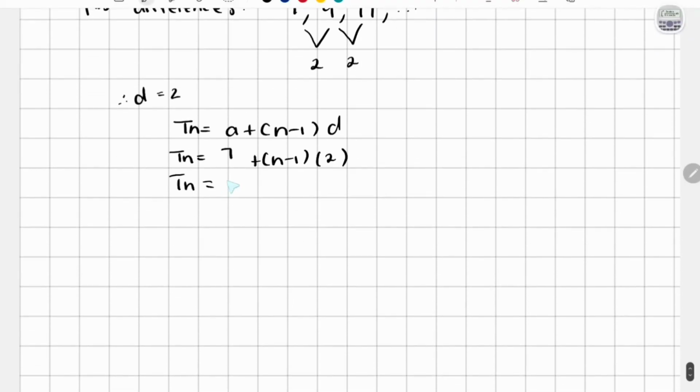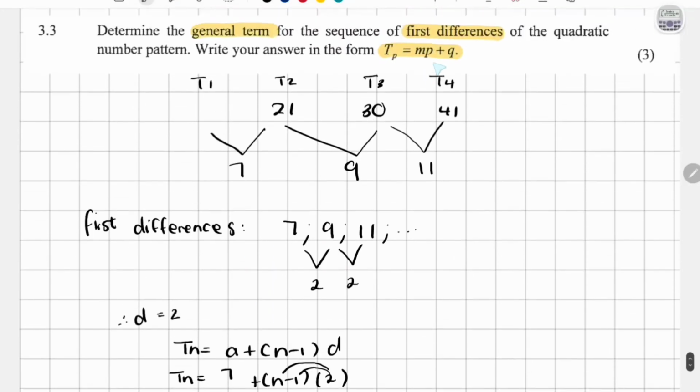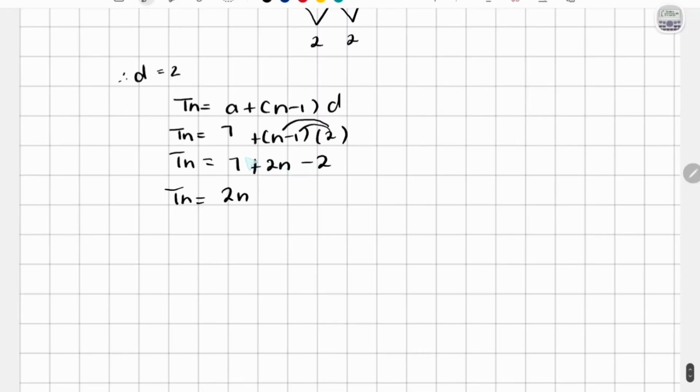So we're going to say Tn is equal to 7, and then we're multiplying this 2 into this bracket. So it's the 2 multiplied by the n and the 2 multiplied by the negative 1. But I'm just going to start with the 2n because I want the numbers to be together. 2 multiplied by n is positive 2n, and 2 times negative 1 is negative 2. So Tn is equal to 2n first, and then we have 7 minus 2, which is equal to positive 5. Okay, so this is our formula.